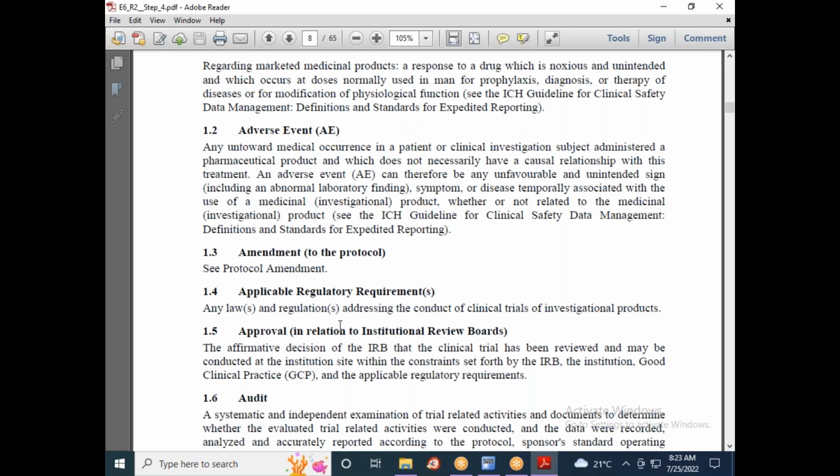Health Canada for Canada. ANVISA for Brazil. EMA or EMEA, the European Medicines Agency, for Europe.